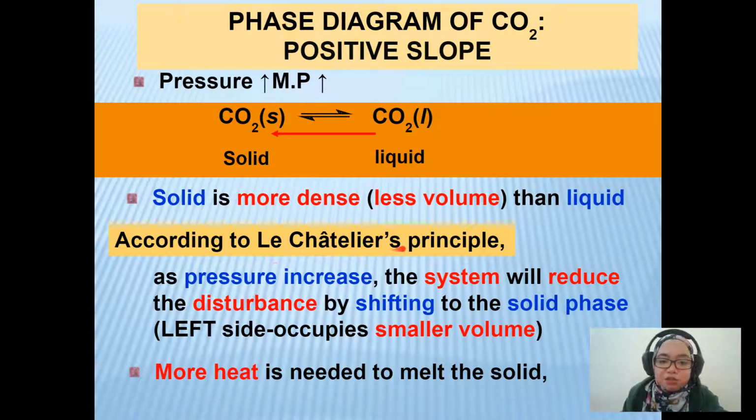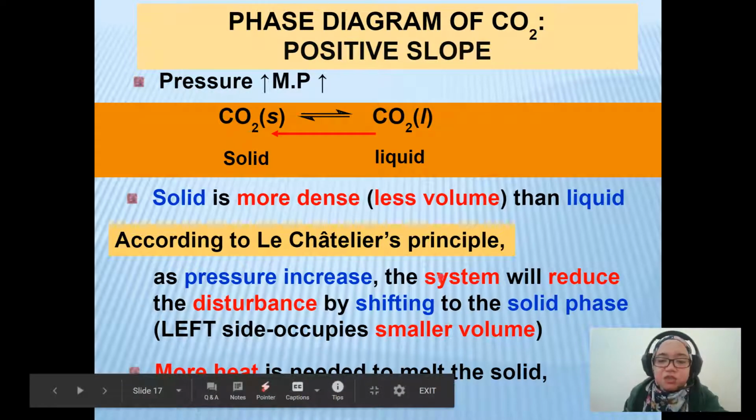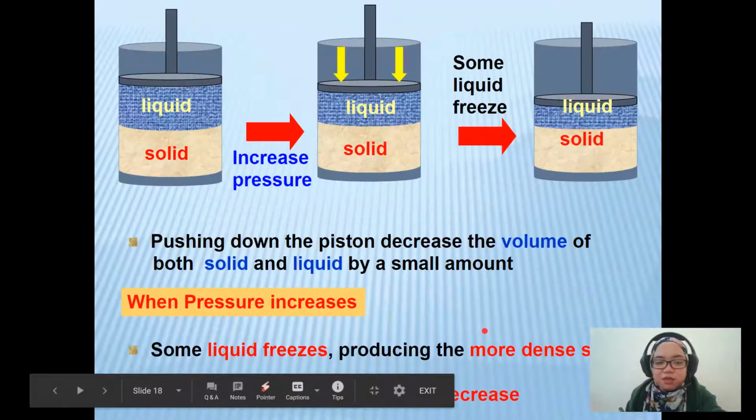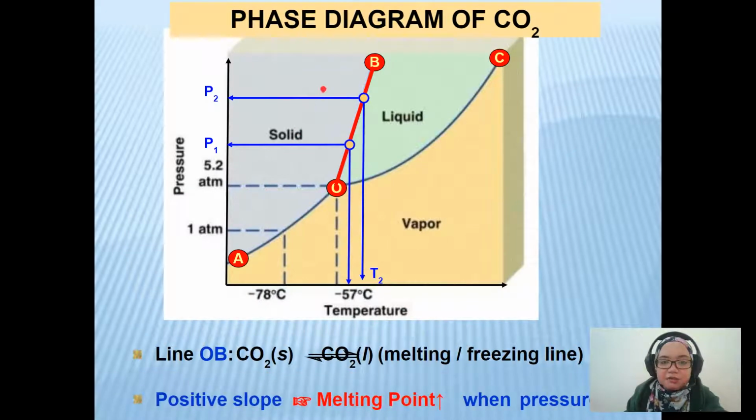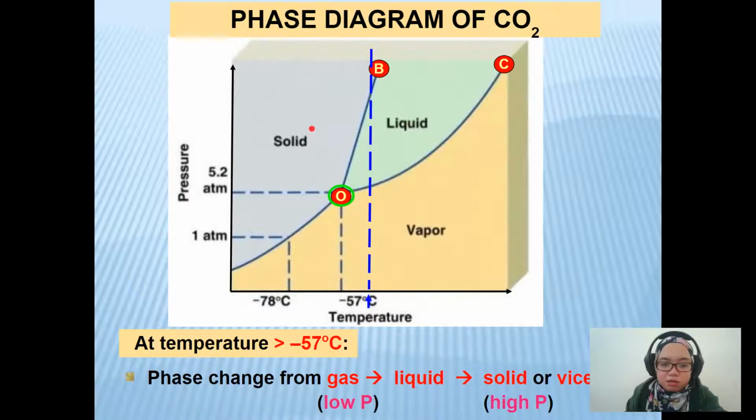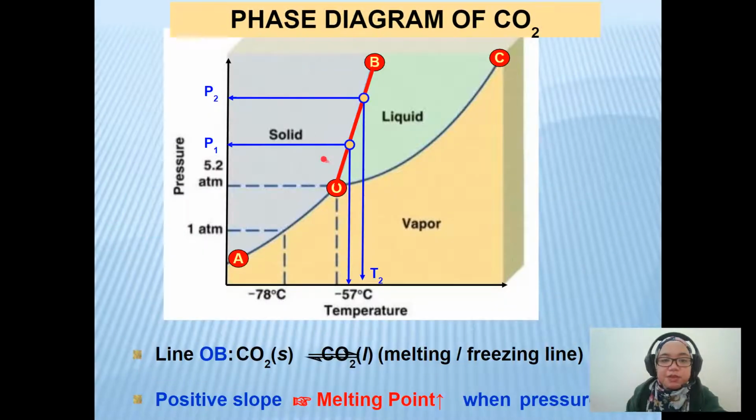So, according to Le Chatelier's principle, as pressure increases, the system will reduce the disturbance by shifting to the solid phase. Maksudnya dia left side occupies smaller volume. So more heat is needed to melt the solid. Okay. So bila more heat is needed to melt the solid, kalau awak tengok dekat phase diagram ni, maksudnya sebabkan more heat is required to melt itu solid, jadi dia lagi favors solid phase compared to liquid phase of carbon dioxide. Okay, faham ke?